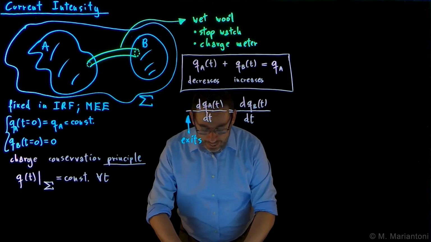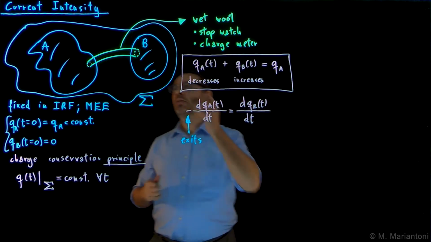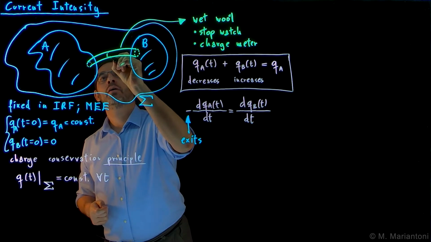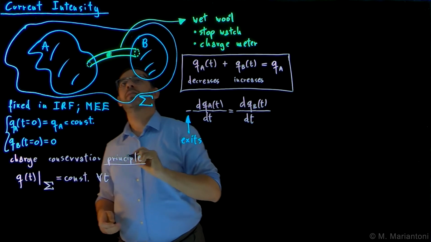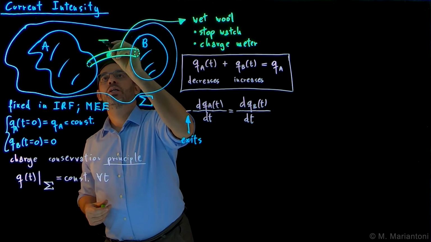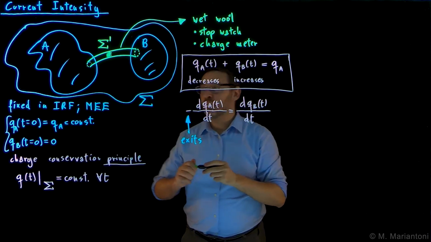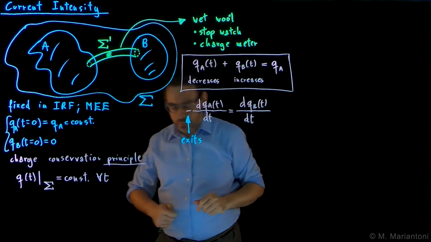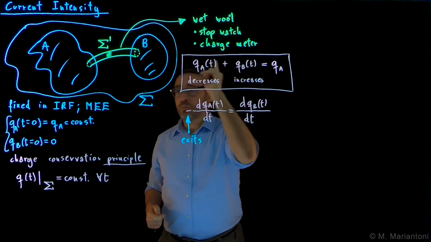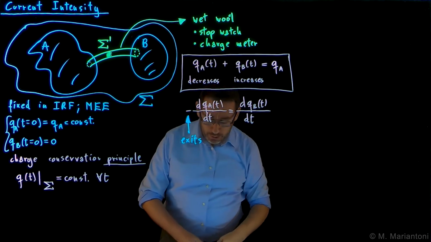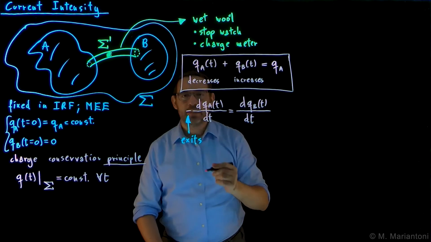Suppose now that with our stopwatch and charge meter, we were able to observe what happens at the cross-section capital sigma prime within this wire, where again I assume there is no charge accumulation because it's a tiny wire. So if I do that at any time t and I have a charge meter, what I would measure in this case would be something like this.